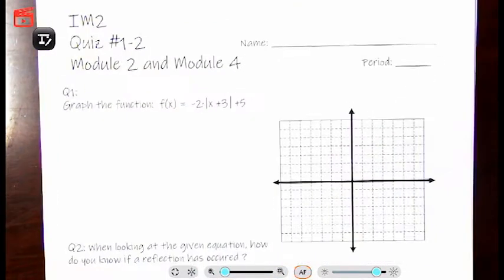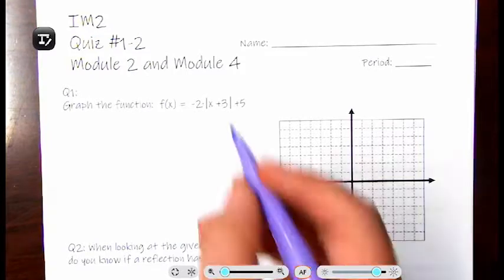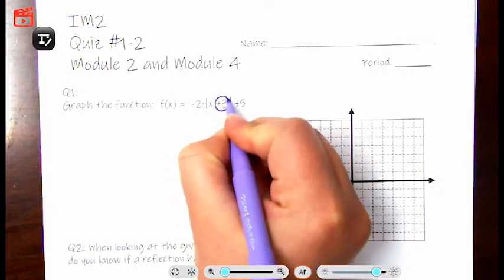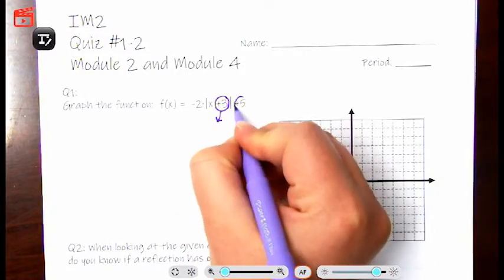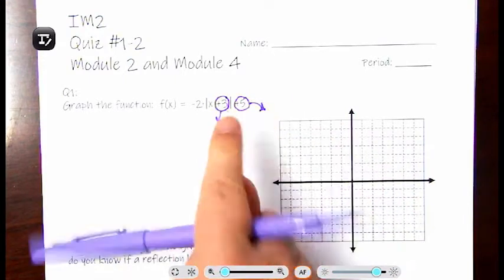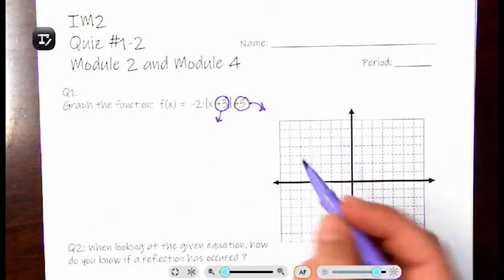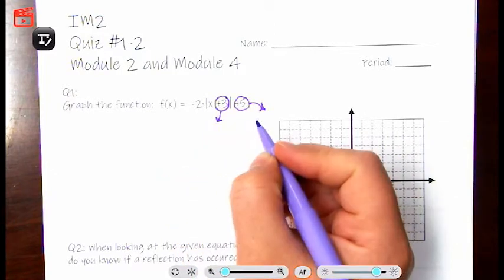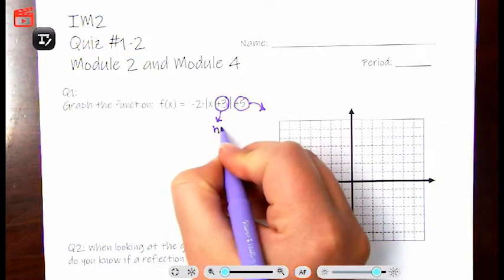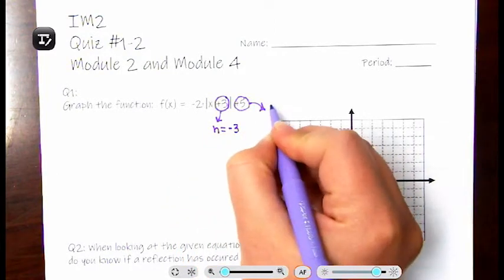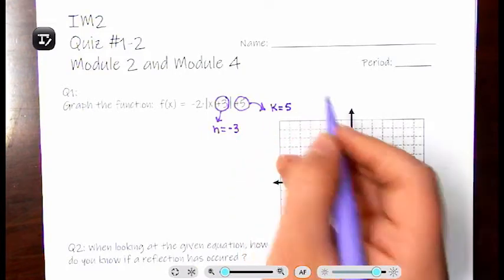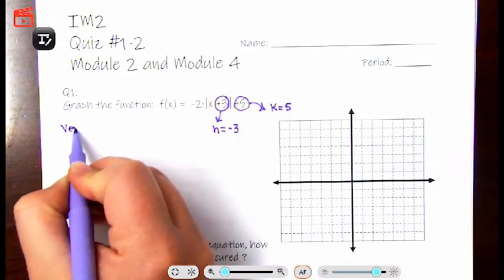On Module 2, we've been graphing absolute value, and we solved absolute value. So for graphing absolute value, we're going to identify our translations or our transformations. What happened? Our most important two pieces of information are this one here and then this one here. Remember, if it's inside the function, if it's inside the bubble, then you are working with the opposite. So in this case, your h value is -3. Your k value is 5. Now, why is that important? Because that is your vertex.